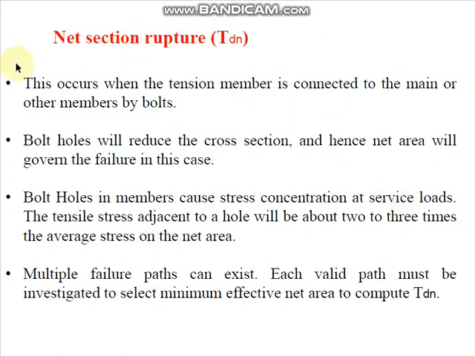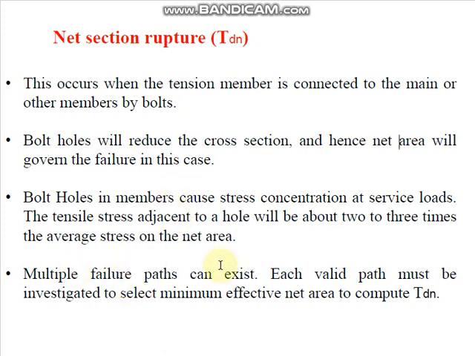Next type of failure is net section rupture. It is denoted by Tdn. This occurs when the tension member is connected to the main or other members by bolts. Bolt holes will reduce the cross section and hence net area will govern the failure in this case. Bolt holes in members cause stress concentration at service loads. The tensile stress adjacent to a hole will be about 2 to 3 times the average stress on the net area.